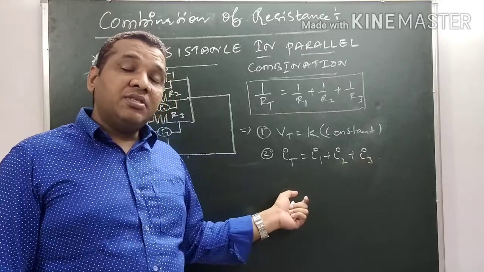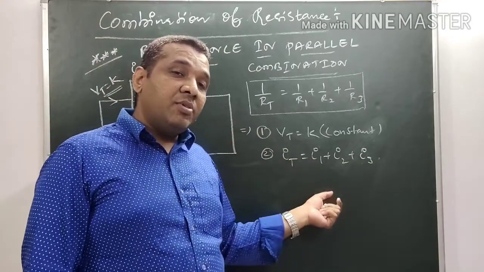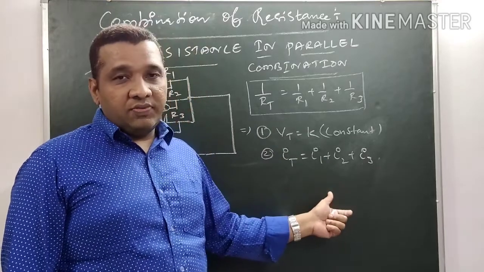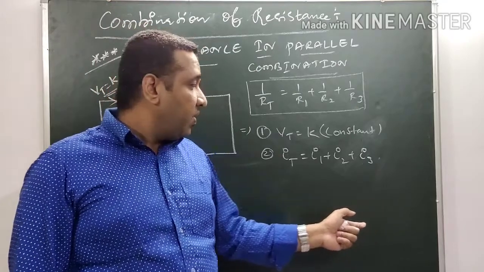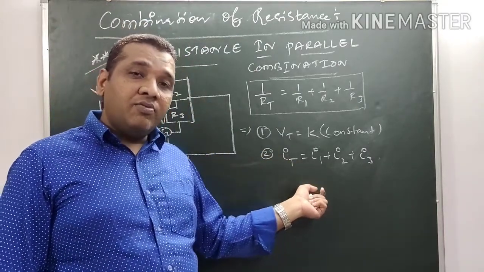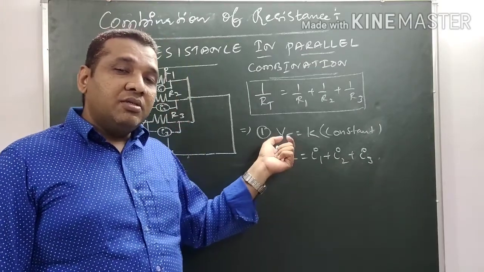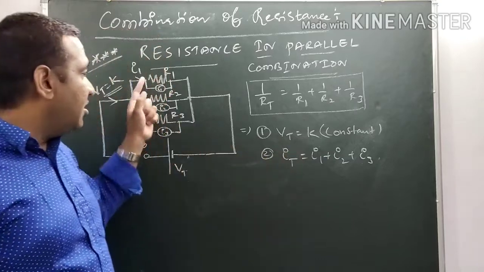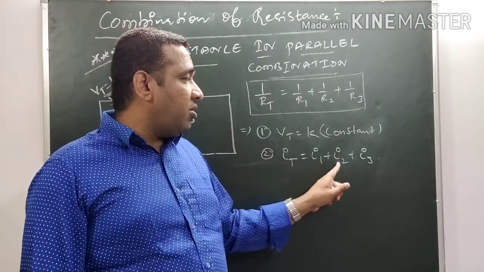In the previous class, to derive the series combination, what is divided there? Voltage is divided. From that we have derived Rt is equal to R1 plus R2 plus R3. Now here, to derive 1 by Rt is equal to 1 by R1 plus 1 by R2 plus 1 by R3, we have to take the total current which is divided at the respective resistors. So that is It is equal to I1 plus I2 plus I3.